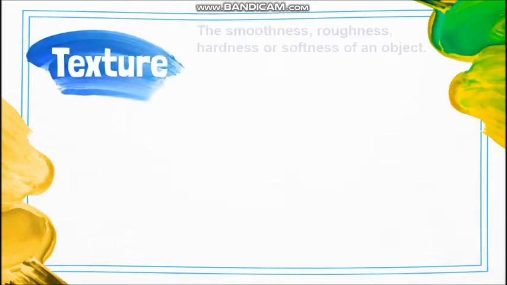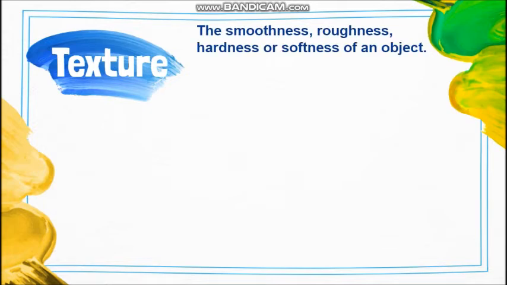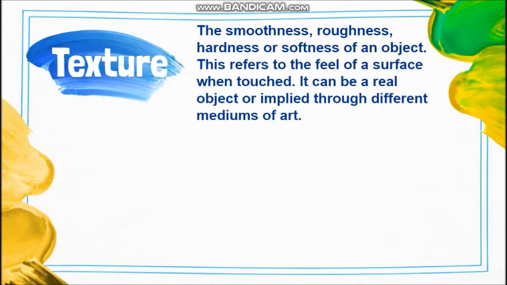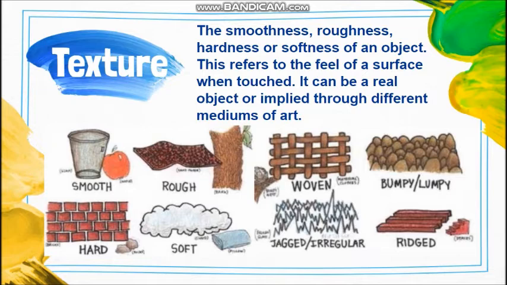There are different ways to classify objects. One way is through texture. Texture is the smoothness, roughness, hardness, or softness of an object. It refers to the feeling of a surface when touched. It can be real objects or implied through different mediums of arts. So here are the examples of arts which showcase the different textures.